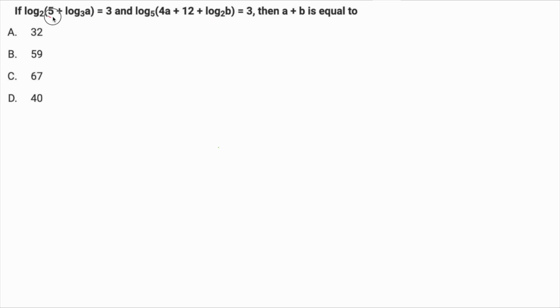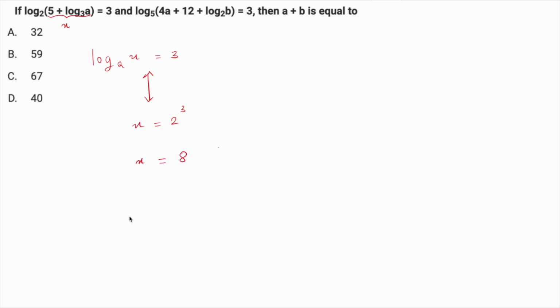Alright, so let's call this 5 plus log of a to the base 3 as x. So the first equation resembles log of x to the base 2 is equal to 3. If log of x to the base 2 is 3, this is our logs form. We can convert this into indices form. x will be equal to 2 raised to 3. And this gives me x is equal to 2 raised to 3, which is 8.